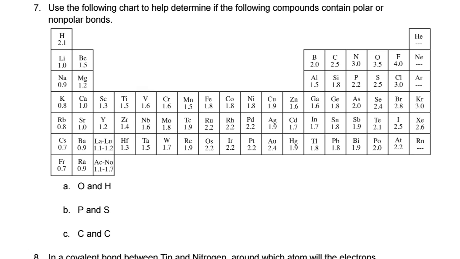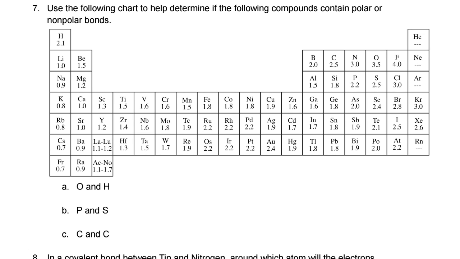So now use the following chart to help determine if the following compounds contain polar or nonpolar bonds. So oxygen and hydrogen. Oxygen has an electronegativity of 3.5. Hydrogen has an electronegativity of 2.1. That gives us a difference. So if I just subtract these, that gives us a difference of 1.4. Well, 1.4 is in the range between 0.4 and 1.9, where we say a covalent bond is polar.